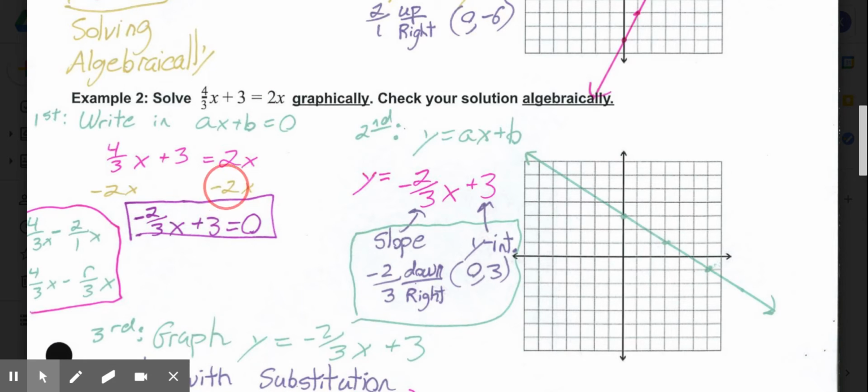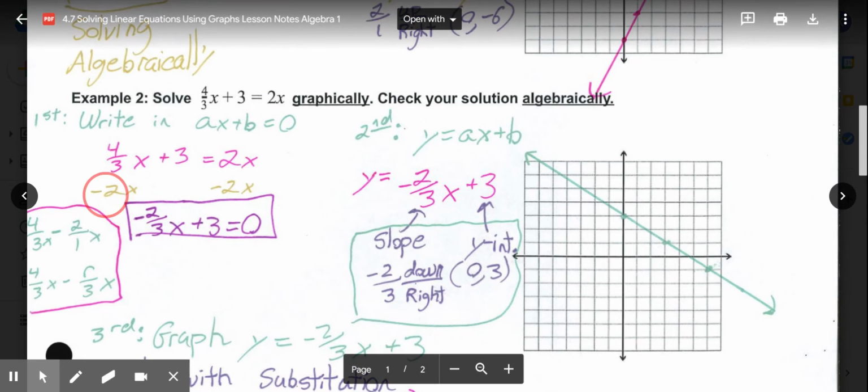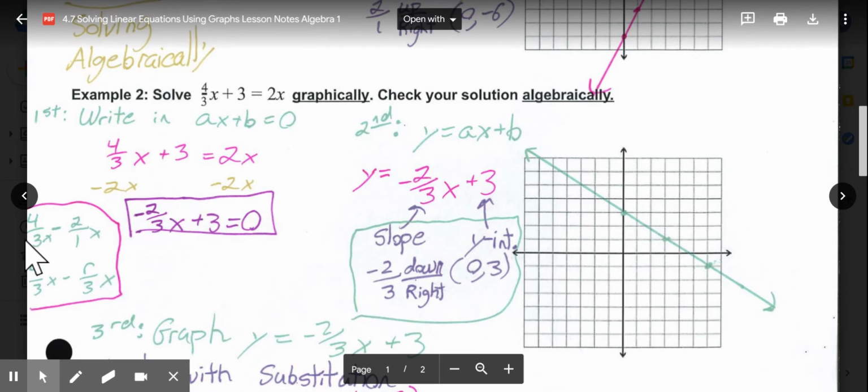So I'm going to subtract 2x from each side. So 4/3 x minus 2x, subtracting from a fraction. So I'm going to make a common denominator. So 2x is 2 over 1, which is the same as 6 over 3. So with my common denominators, I'd have 4/3 x minus 6/3 x. That gives me a negative 2/3 x.